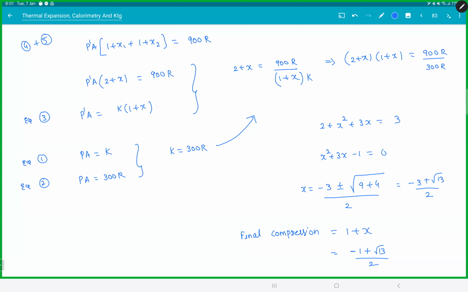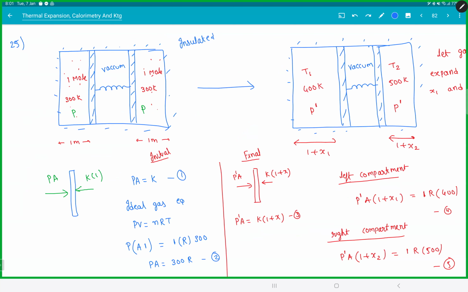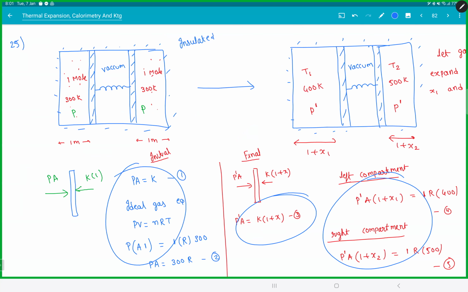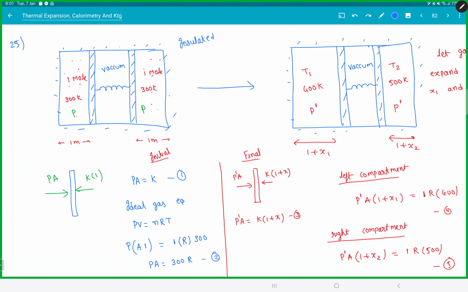Making sense, everyone? Look at the equations. The main thing is the equations. If I add these two, x1 plus x2 will become x. Then I divide with this, so P dash will go off. Divide these two, P will go off. I'll get the value of K from equations 1 and 2. Take that and substitute in equations 3, 4, 5, and you're done.